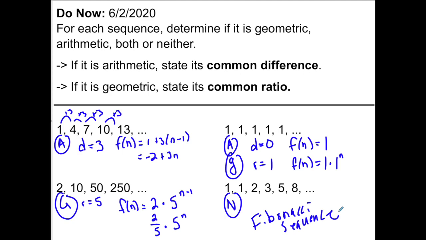So you can see 1 plus 1 is 2, 2 plus 1 is 3, 3 plus 2 is 5, 5 plus 3 is 8. But for example, there's no consistent number you can add to get from a number to the next. From 1 to 1, you would need 0, but 1 plus 0 isn't 2. From 1 to 1, you also need to multiply by 1, but multiplying by 1 doesn't get you from 1 to 2 either. So no way for it to be arithmetic or geometric. So hopefully you're able to get these 4 right.